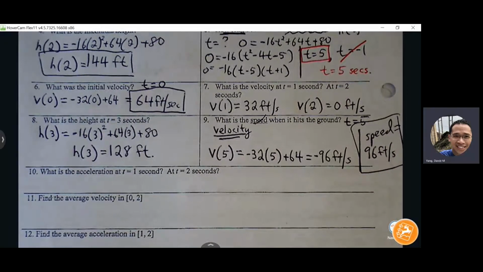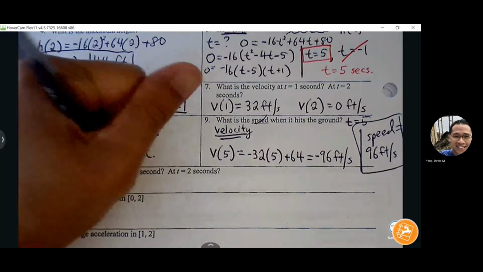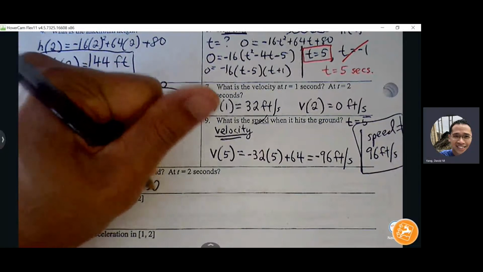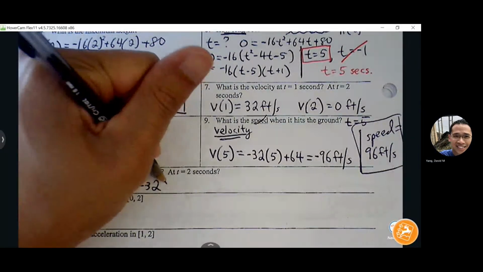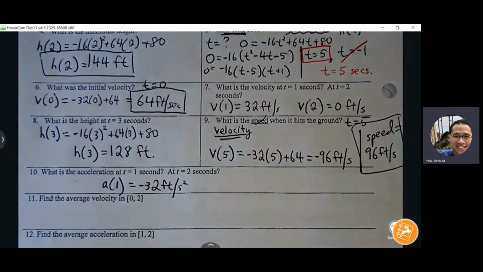Okay, number 10, that's pretty easy. Doesn't matter what the time is, right? Acceleration is always going to be what? Negative 32. Okay, now what's the unit of measure? Feet per second, right? It's the rate of change of velocity. So it's feet per second, but we can clean that up and make it feet per second squared.